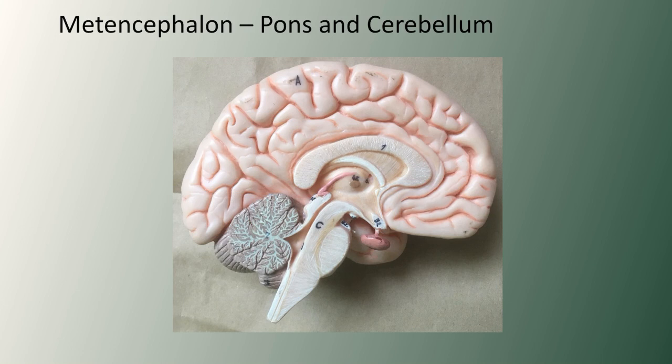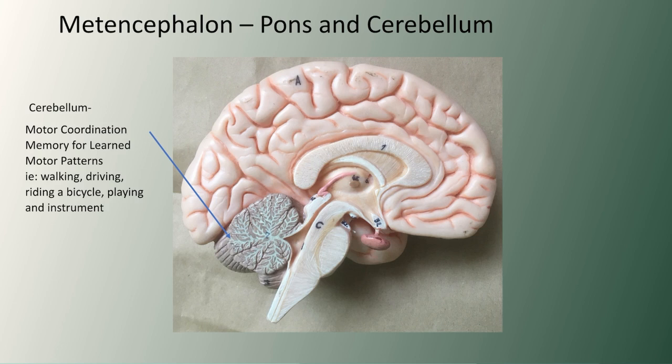Okay, let's talk mesencephalon, pons, and cerebellum. That's right. That's our cerebellum. Here we get our motor coordination, memory for learned motor patterns. For example, walking, driving, riding a bicycle, playing an instrument.